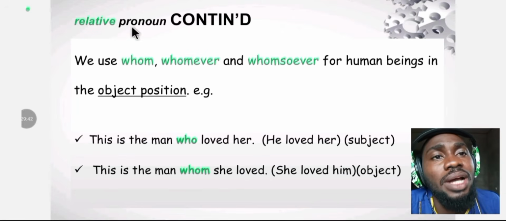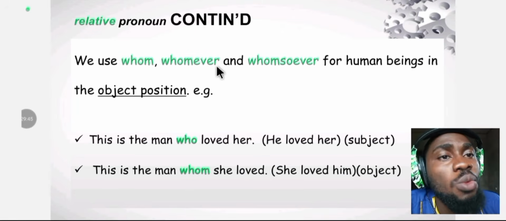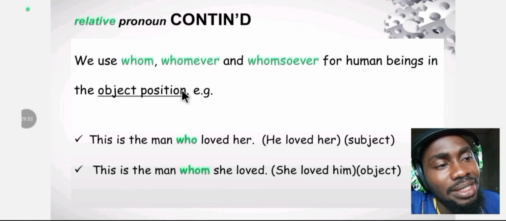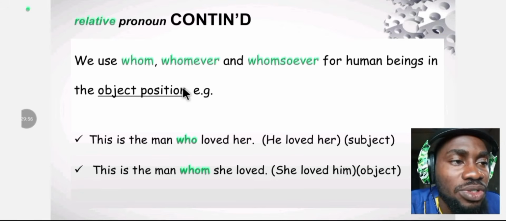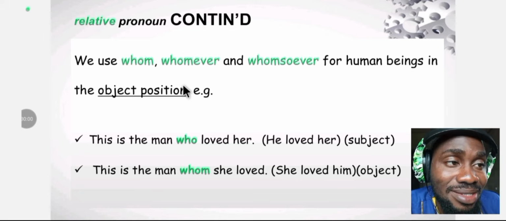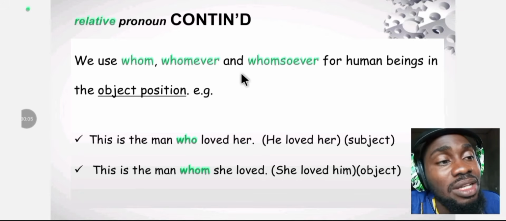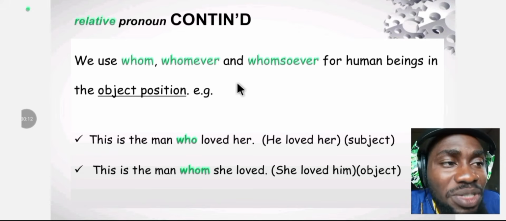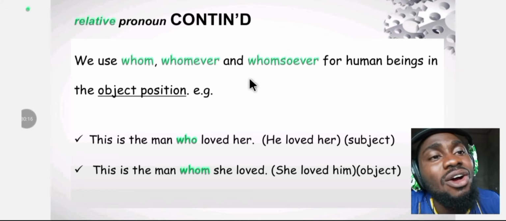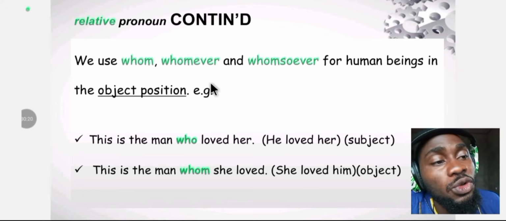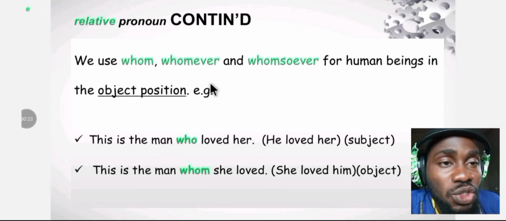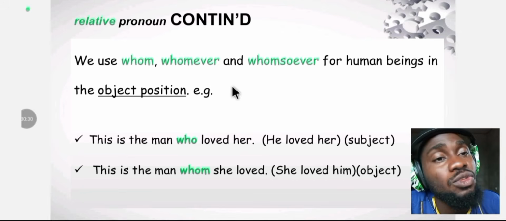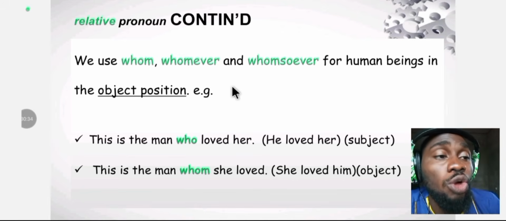Moving on, still under relative pronouns. We use whom, whomever, and whomsoever for human beings in the object position. Just have it in your mind that we use who and its forms on the subject position for human beings. Then we use whom and its forms, that's any form that has whom in it, for human beings in the what? Object position. That's the right hand side. So we use who and its forms on the left hand side, the subject position, for human beings, and we use whom and its forms on the right hand side, or the object position, for human beings.